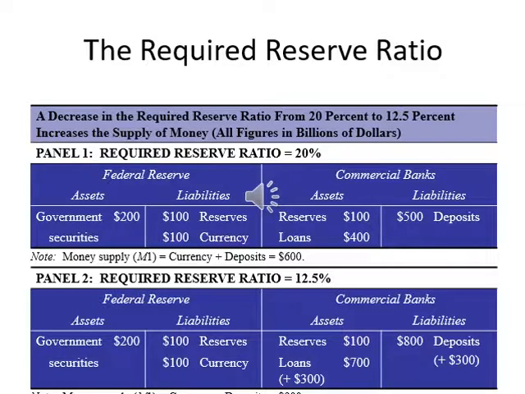The required reserve ratio. A decrease in the required reserve ratio from 20% to 12.5% increases the supply of money, all figures in billions of dollars.